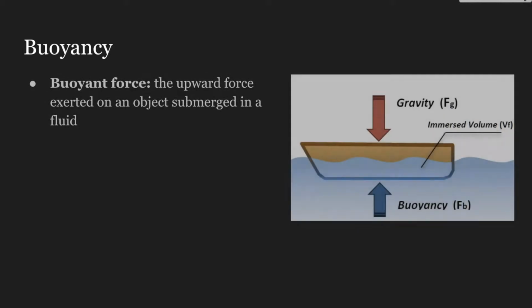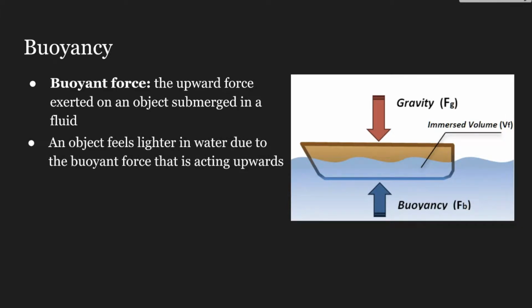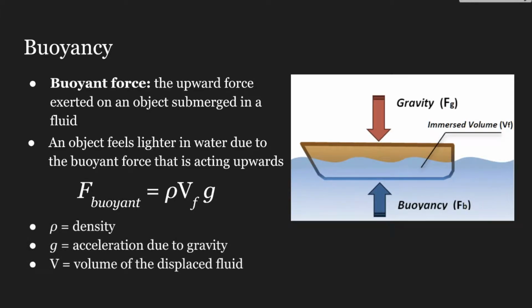The buoyant force is the upward force exerted on an object submerged in a fluid. Overall, it is a force that allows objects to float. It is because of the buoyant force acting upwards that an object feels lighter in water. The equation for the buoyant force is density times volume times acceleration due to gravity. In the image, you can see the forces acting on a boat in water. Gravity is acting downwards on the boat while the buoyant force is acting upwards, allowing the boat to float in the water.